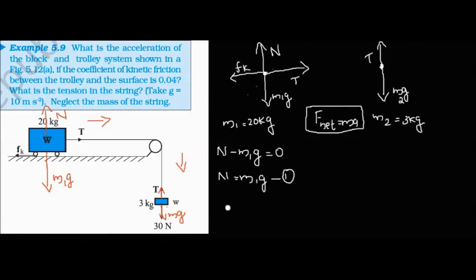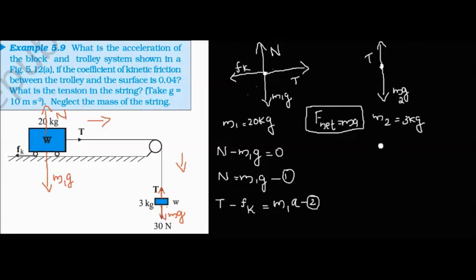Next I am applying Newton's second law along the horizontal direction. Along the horizontal direction you can see the system is moving along this direction. So along the horizontal direction two forces are acting, T and Fk. Fk is acting along the opposite direction. So I am writing T minus Fk is equal to, and it is having an acceleration along the positive direction of the x-axis, and that acceleration is a, so m1a. Let this be equation number 2.